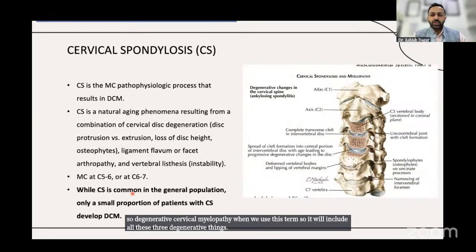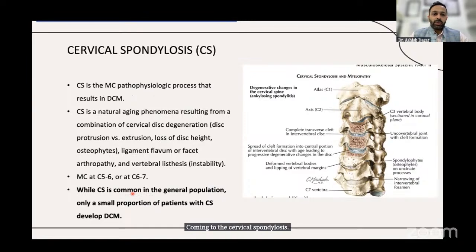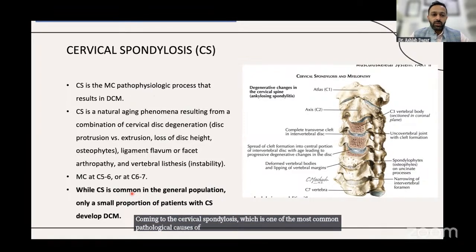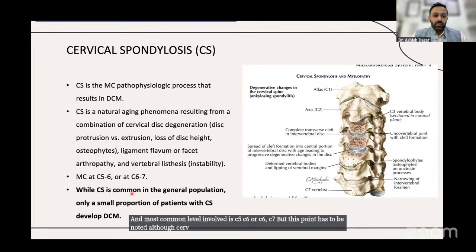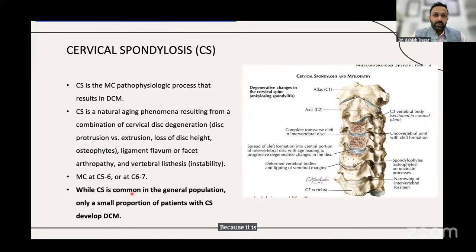Coming to cervical spondylosis, which is one of the most common pathological causes of cervical myelopathy. The most common level involved is C5, C6 or C6, C7. But this point has to be noted. Although cervical spondylosis is the most common disease causing myelopathy, a very minor fraction of patients having cervical spondylosis land up with myelopathy features, because it is just a degenerative process and most of the patients remain asymptomatic and never present to the doctor.